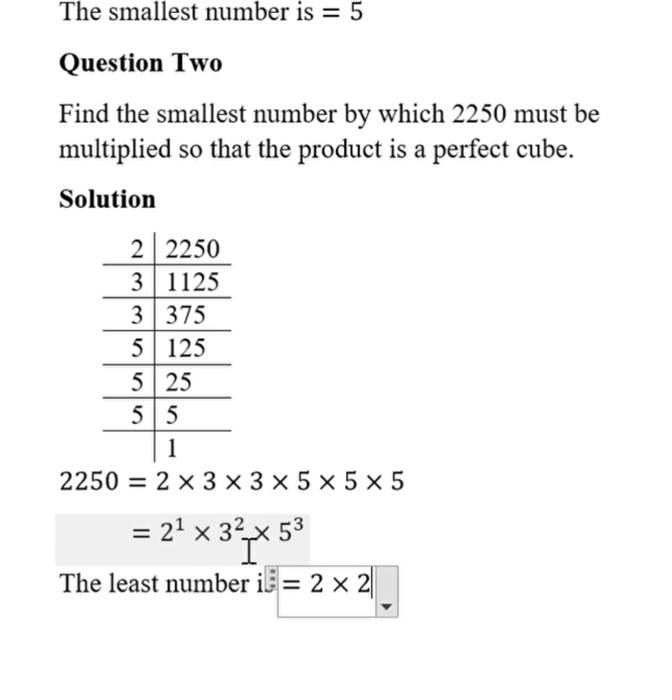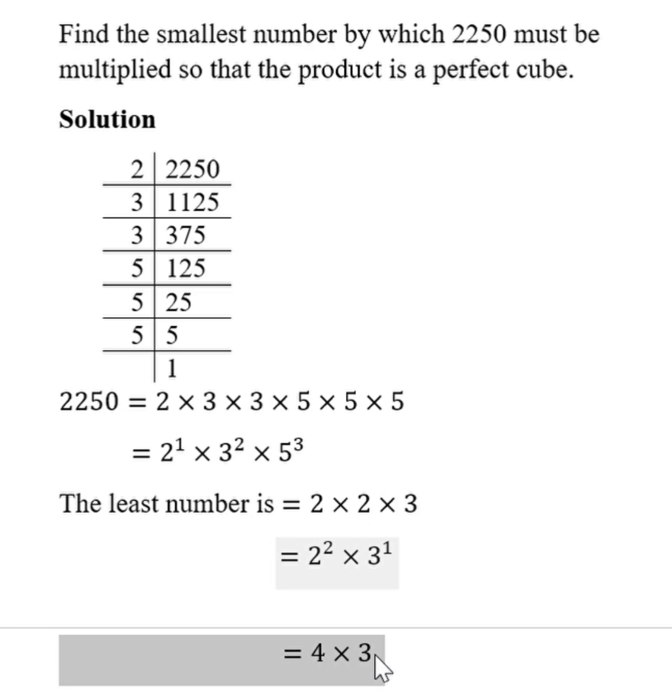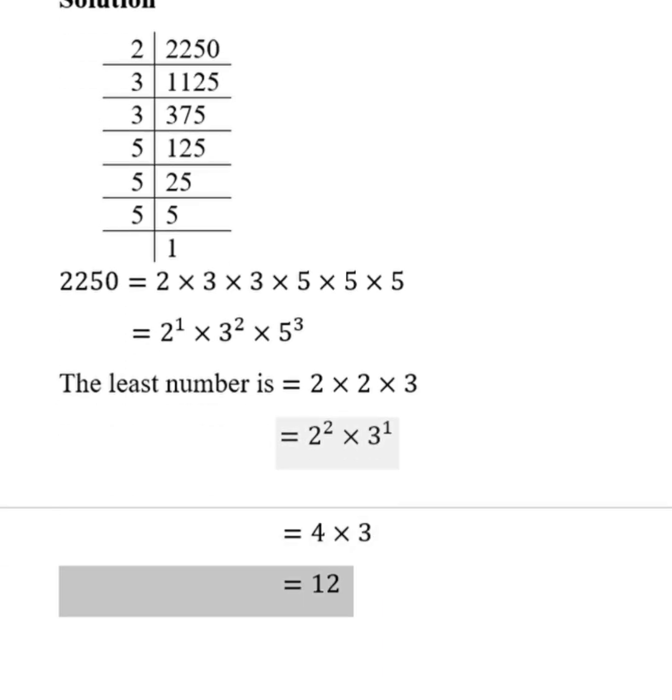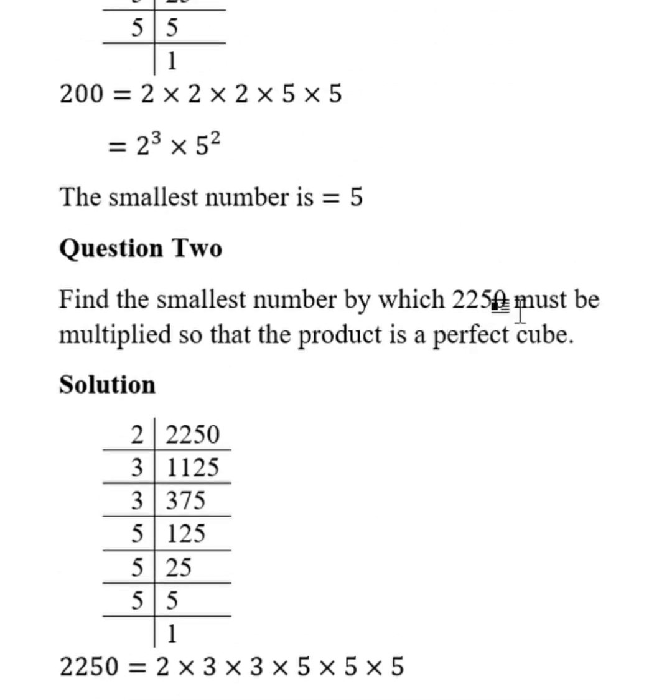It is 3 squared. For us to make it 3 cubed, we have to multiply it by one 3. So we shall say times 3. Of course, if you simplify this, it is the same as 2 squared times 3, which gives us 4 times 3, and that is 12. So this is the least number you can multiply this one by to make it a perfect cube. Thank you.